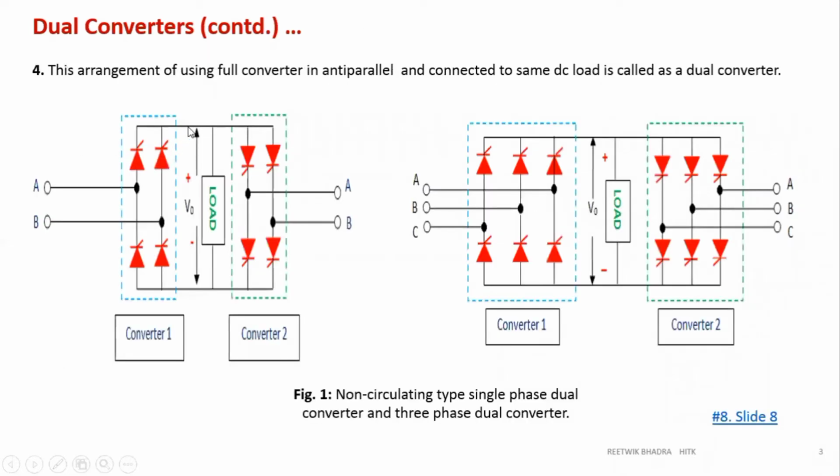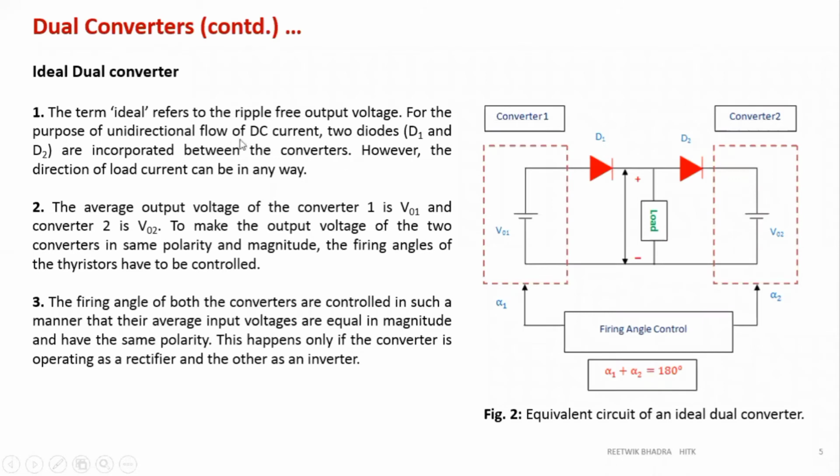But what I am trying to indicate over here is unidirectional flow of current. That means current will always flow clockwise. Over here, current will always flow clockwise. That's why these two diodes are given.